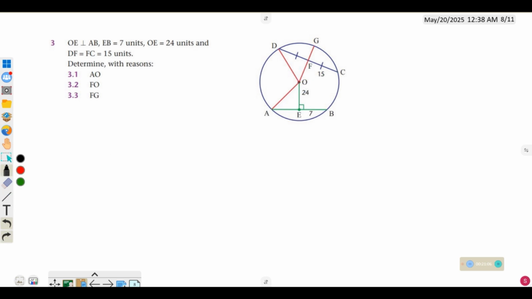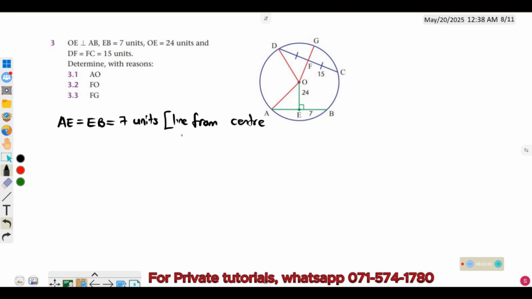So let's look at what we are given. OE is perpendicular to AP. Where's OE? Okay, OE, which is this one, perpendicular to AP. Already I'm starting to write some stuff down. If OE is perpendicular to AP, then it means that the line AE should be equal to the line EP, and both of them should be equal to 7 units, because we are given one of them. Why? Same old line from center perpendicular to a chord, like that.